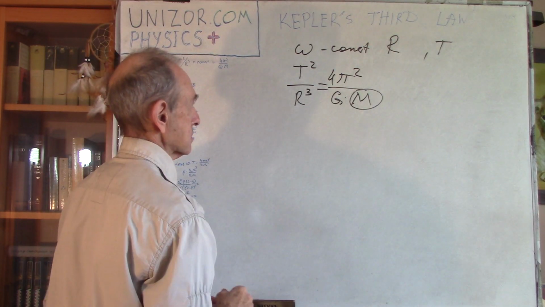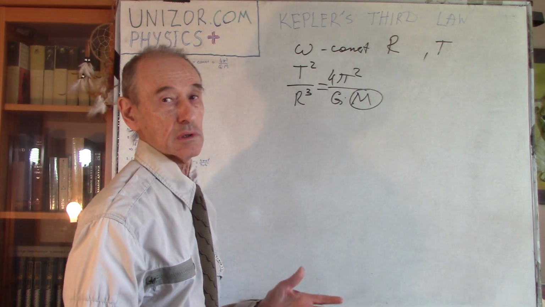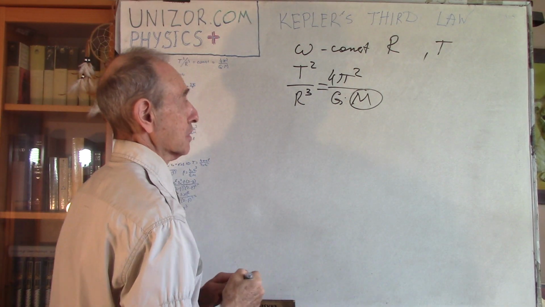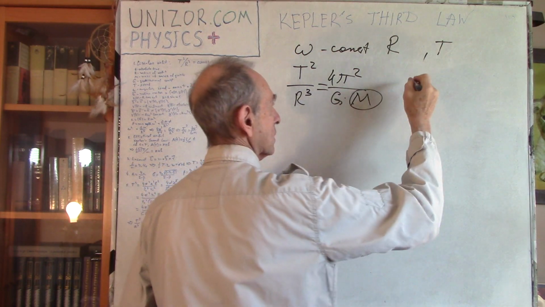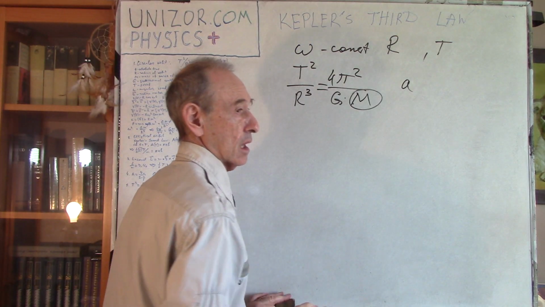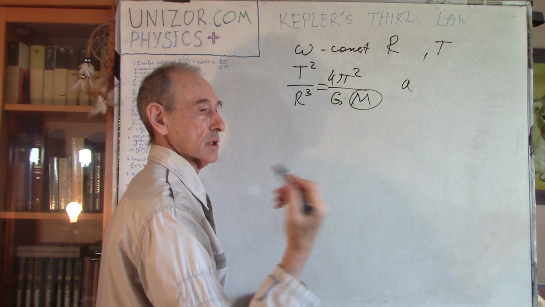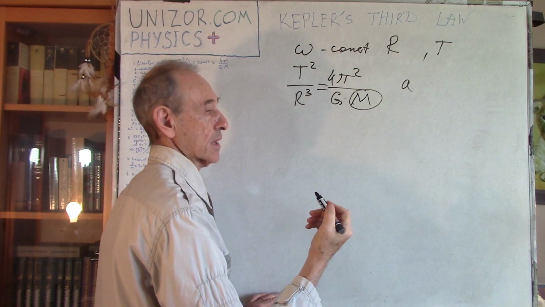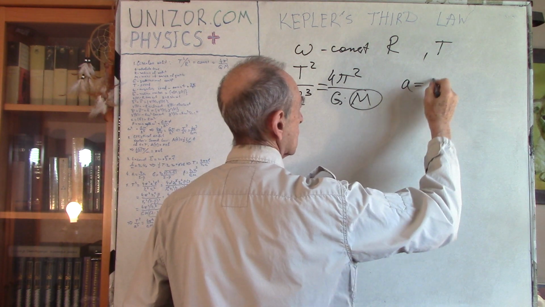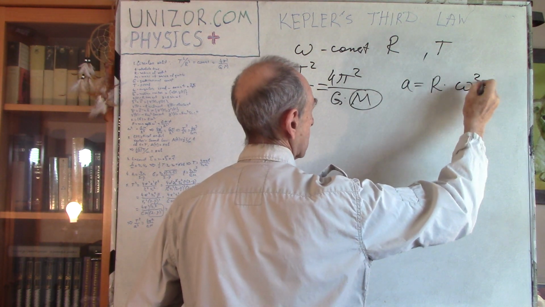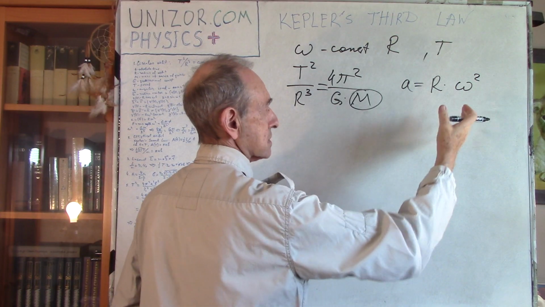So that's my purpose. Okay, so how can I prove it in case of circular motion? Well, it's actually quite simple, because the centripetal acceleration A of the object or planet, which goes around some kind of a source of gravitational field, is equal to R times omega squared. Now, how can I basically derive this?